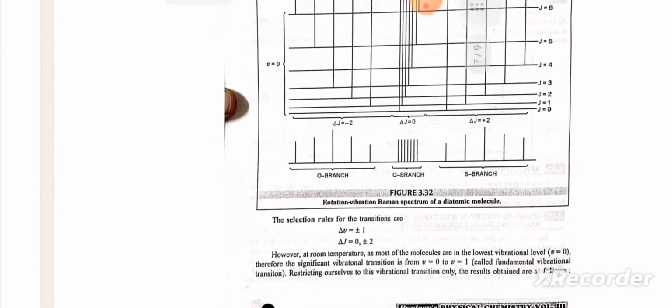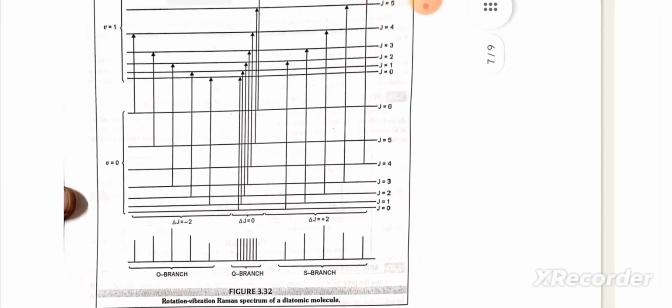The selection rules for the transition are: change in vibrational quantum number is equal to plus minus 1 and change in rotational quantum number is equal to 0, plus minus 2. However, at room temperature, as most of the molecules are in the lowest vibrational level, v is equal to 0. Therefore, the significant vibrational transition is from v is equal to 0 to v is equal to 1, called the fundamental vibrational transition. Restricting ourselves to this vibrational transition only, the results obtained are as follows.